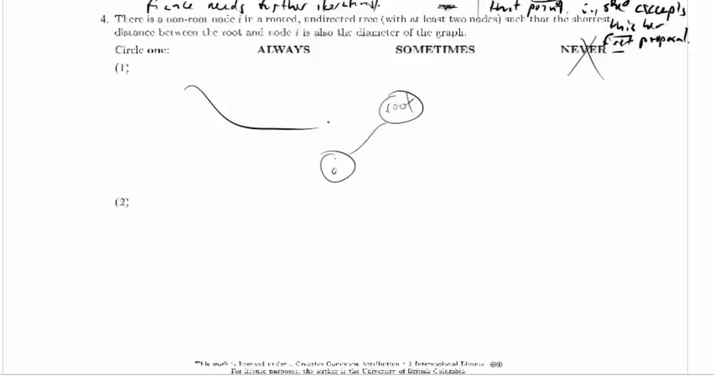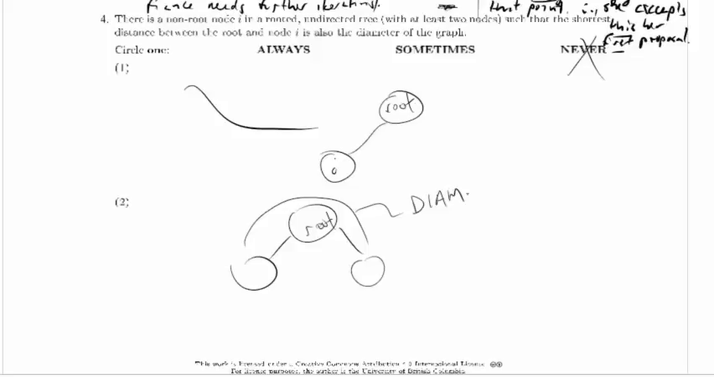Is it sometimes false? Sure, actually, we can just do this. Here's one node, here's another node, and this is the diameter right here. That's the diameter of the graph from A to B. And it doesn't involve the root at all, so it's not always. It's sometimes.